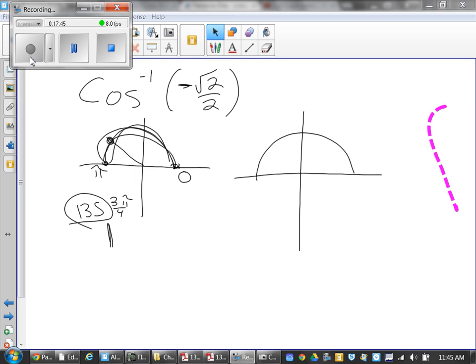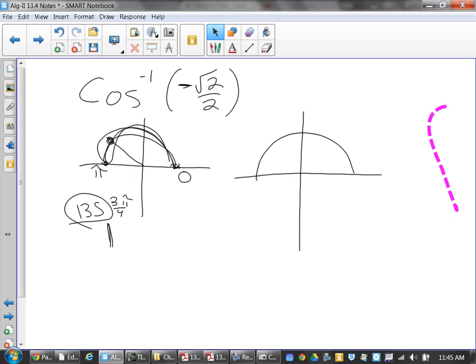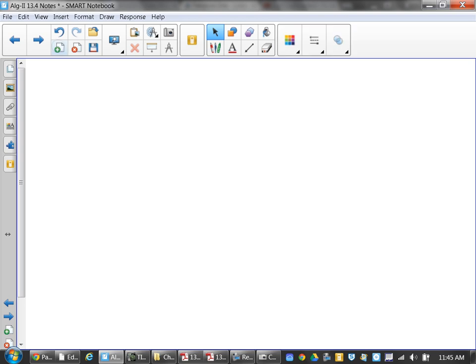To be honest with you guys, cosines are going to be the ones that you forget about going between the first and second quadrant. That's usually where people make their mistakes. Tangent or sine are like the same. So, try these.